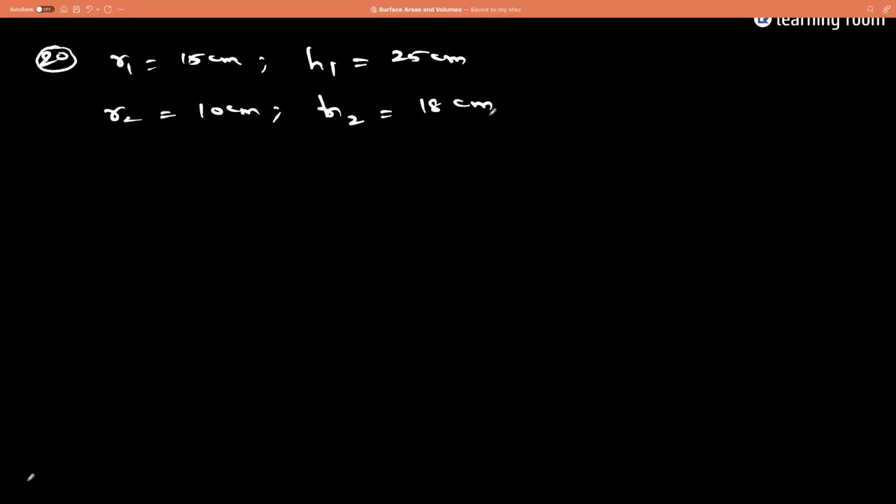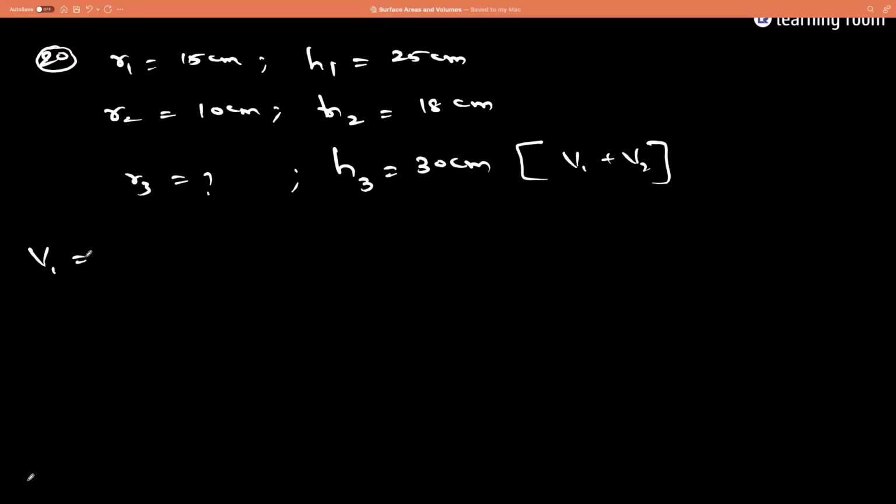18 centimeter. Find the radius of the cylindrical vessel 30 centimeter in height, which will contain the oil of the two given vessels. So there is a third vessel whose height is 30 centimeter. We need to find its radius if its volume is V1 plus V2. So what is the value of V1? Pi R1 square H1. So 22 by 7 into R1 square is 15 into 15 into H1 is 25.